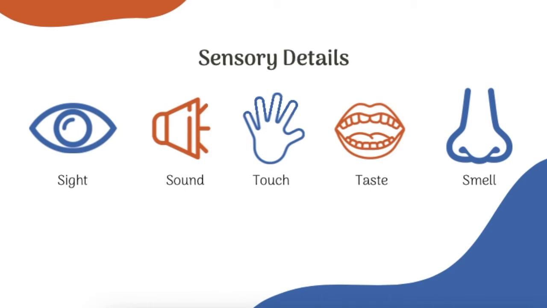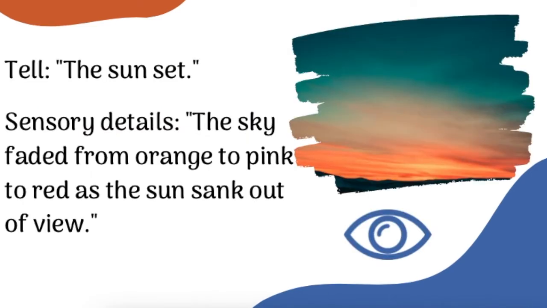Let me show you what I mean. Consider this sentence. The sun set. That's telling the reader what happened. Now look at this sentence. The sky faded from orange to pink to red as the sun sank out of view. That's showing them. That's putting them in the moment themselves and helping them imagine it. That's what it means to say show, don't tell.